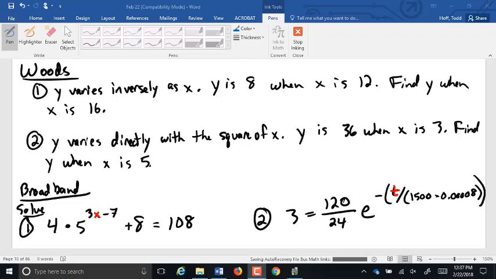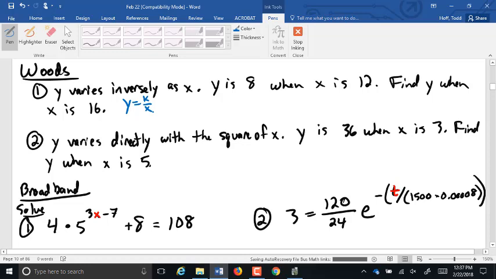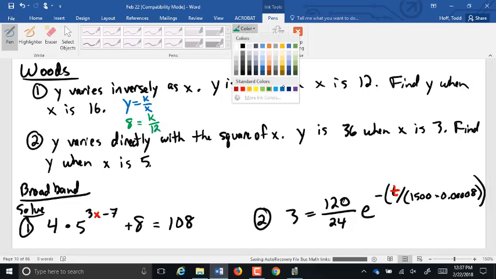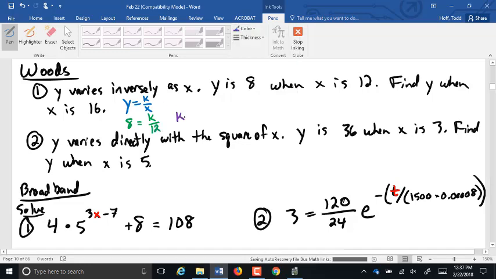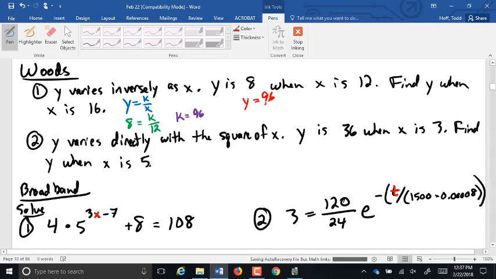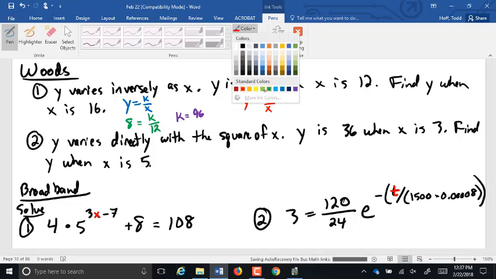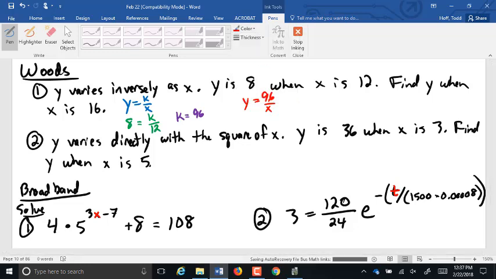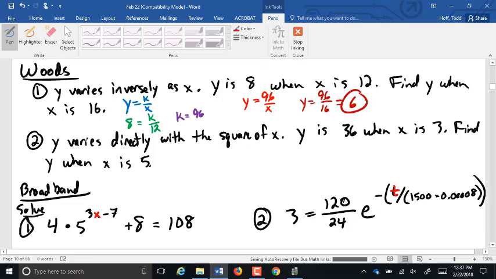So the first one here, y varies inversely with x. What does that tell us? Yeah, y gets smaller when x gets bigger, so y equals k over x. Y is 8 when x is 12, so y equals k over 12. We would multiply that by 12 to get that k equals 96. So y equals 96 over x. And then 96 over 16 is 6. So y would be 6.